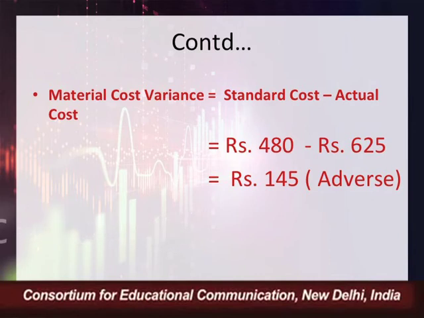Now here I have assigned a tag of adverse to it. You have to understand how to assign the tag of favorable, adverse or neutral. In this question, once we compare the standard cost and actual cost, if my actual cost is more than the standard cost, then obviously it is causing some loss to me, it is causing additional cost to me. That's why it is adverse. It will be regarded as an adverse situation for me as a producer, as a manufacturer.